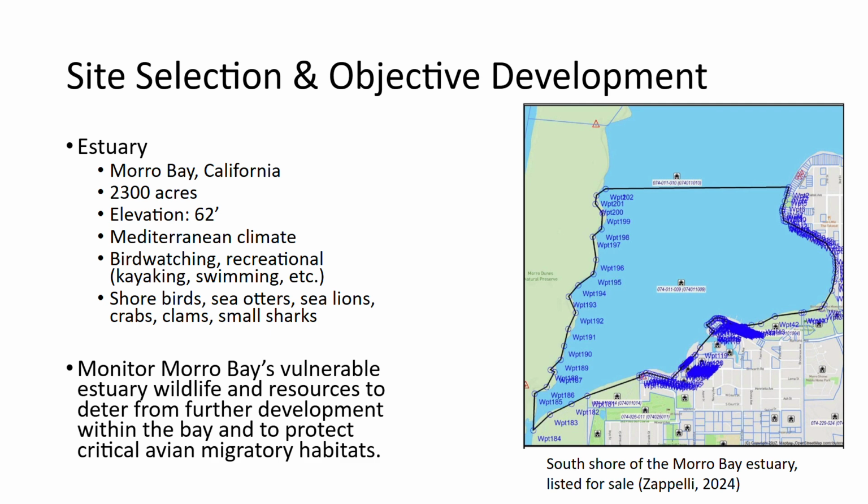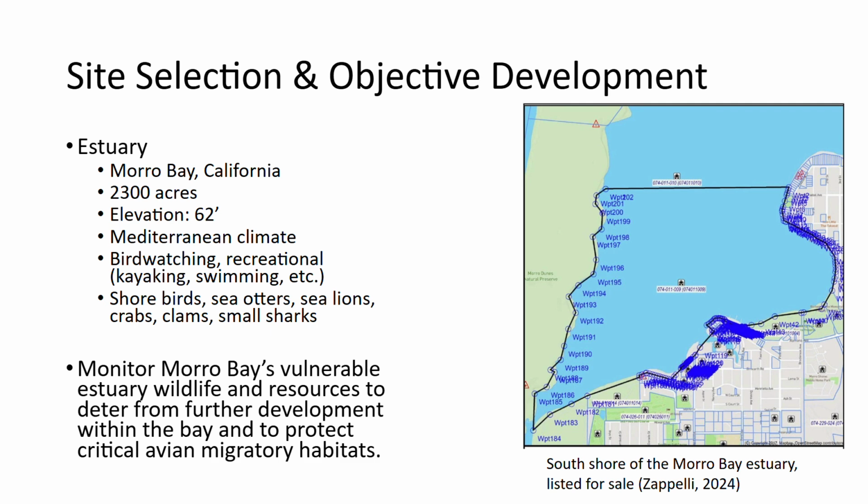We get to see a lot of migratory birds and some shorebirds, as well as sea otters, sea lions, crabs, clams, and we can even find some small sharks in the water. My objective with this project was to monitor Morro Bay's vulnerable estuary wildlife and resources to deter further development within the bay and to protect critical avian migratory habitats.